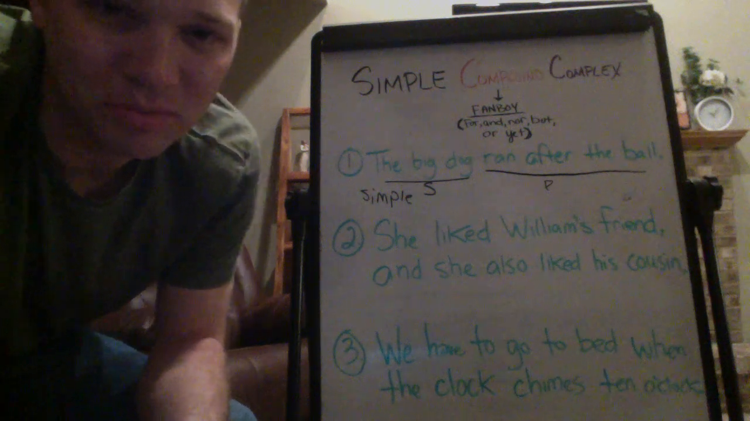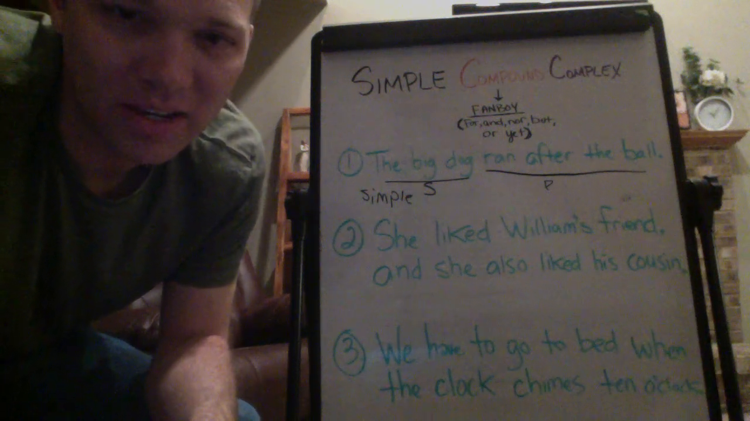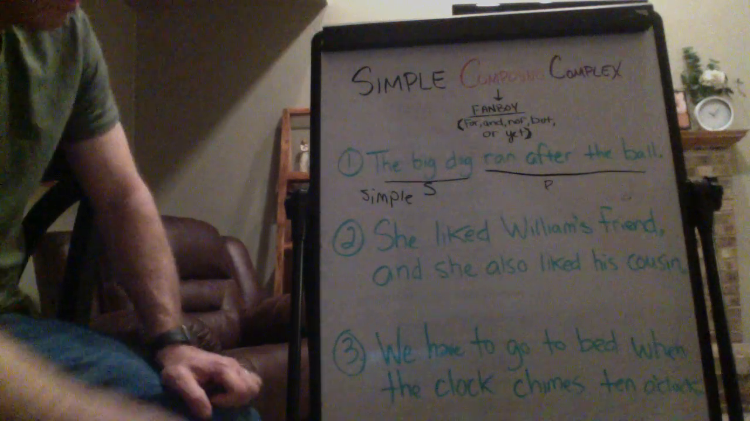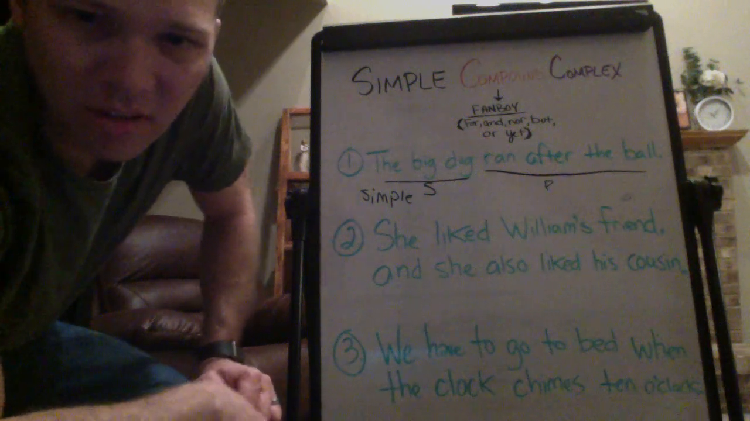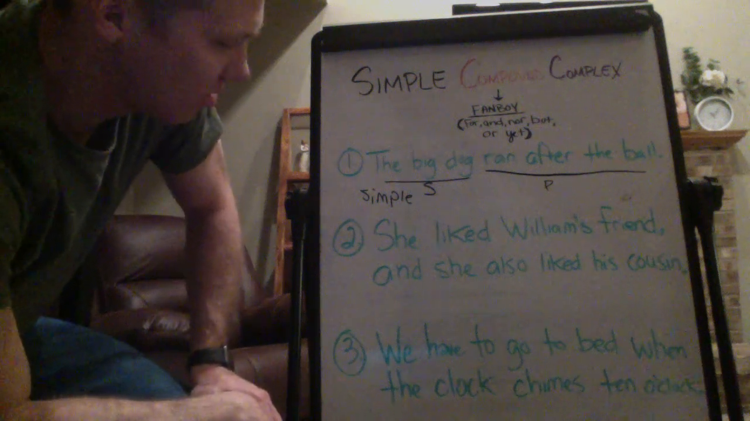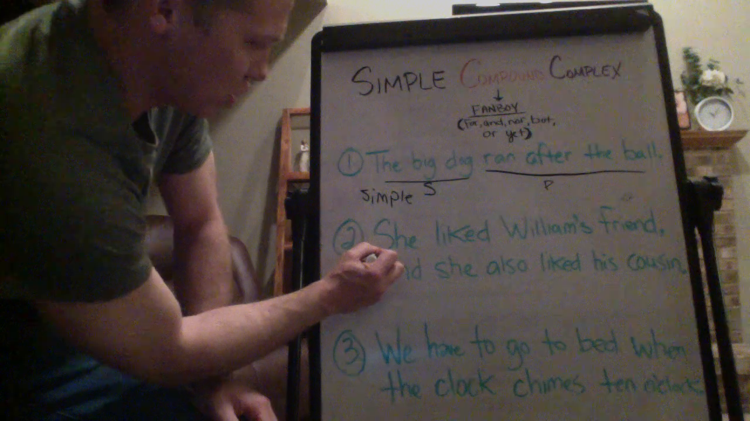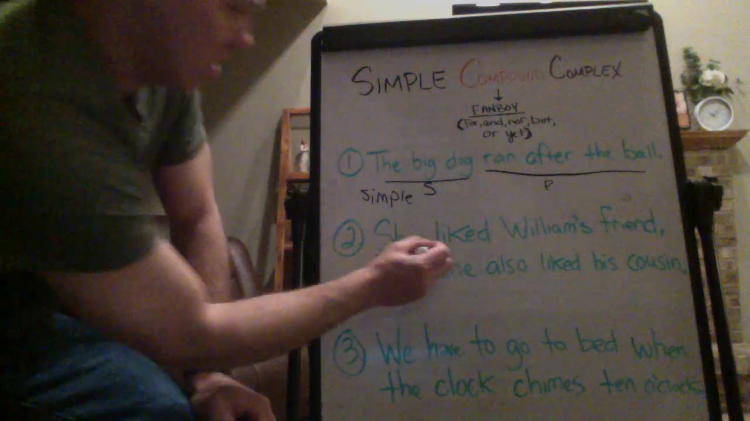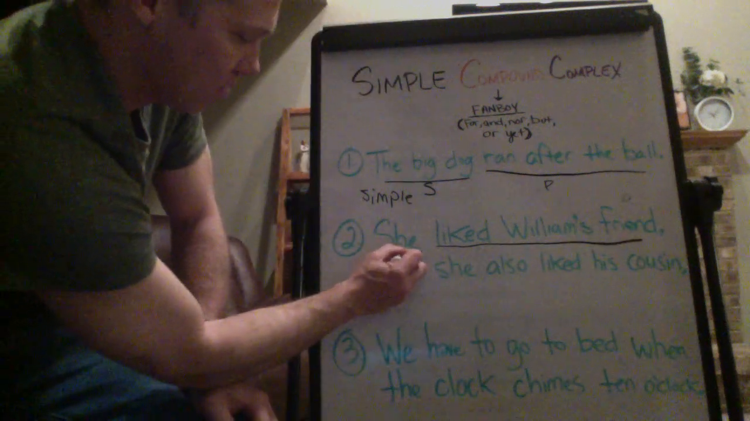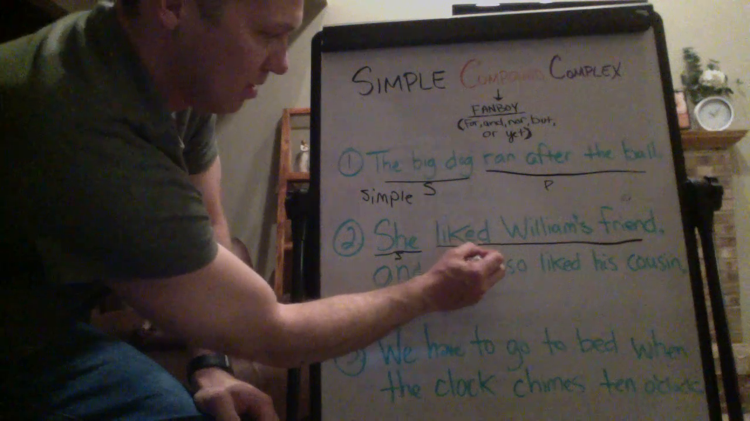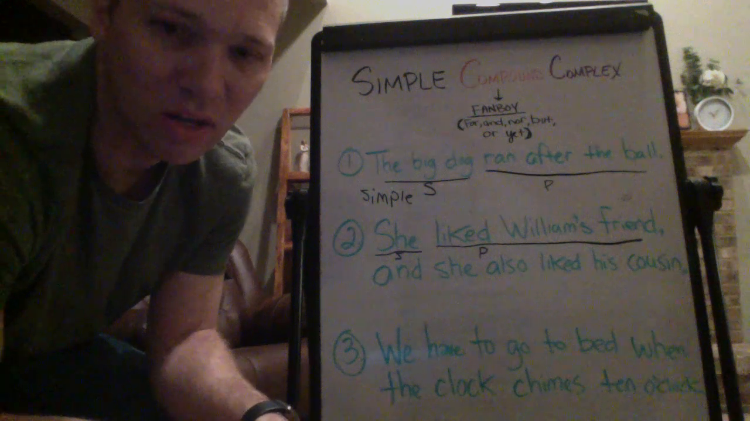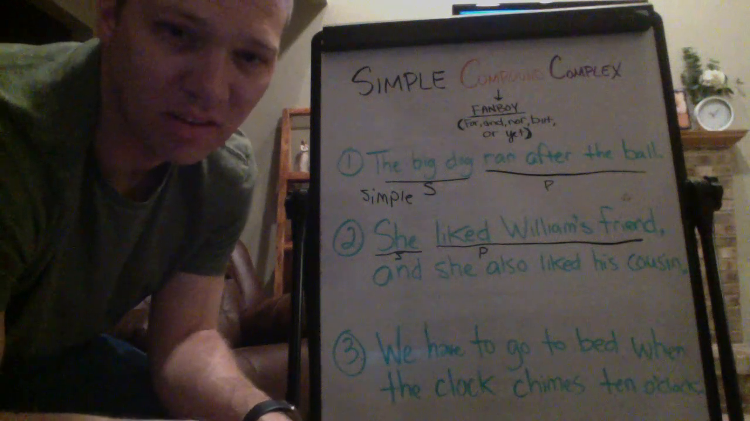Let's take a look at number 2. She liked William's friend, and she also liked his cousin. Well, a couple things I'm noticing. First of all, I'm asking myself, how many sentences do I see within this big sentence? So I can see it says, she liked William's friend. So she is my subject. Liked is my predicate. Okay, and then William's friend is going to kind of go along with that, right? So that is one sentence.